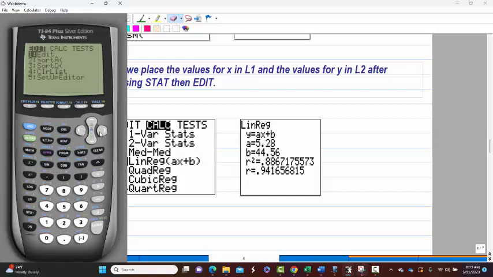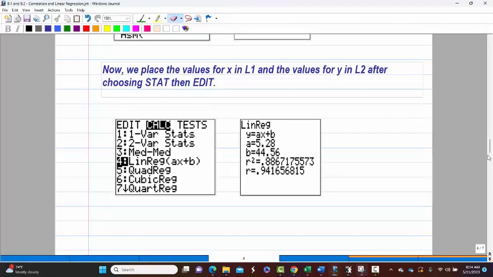Stat, calc, number 4, LinReg. L1 is X, L2 is Y. Just go all the way down to calculate, hit enter. And now you can see on the screen is everything that's on the screen in the notes. And there's the r right there at the bottom, 0.9416, blah, blah, blah, which is exactly what it was in Excel up here.